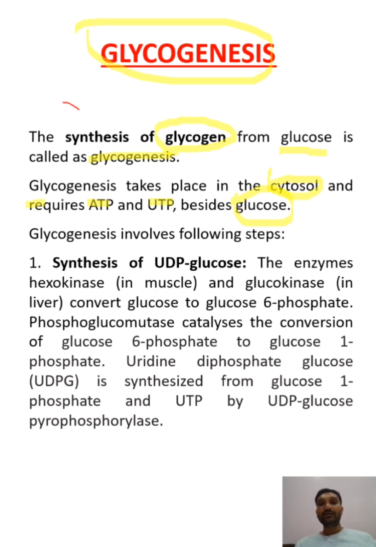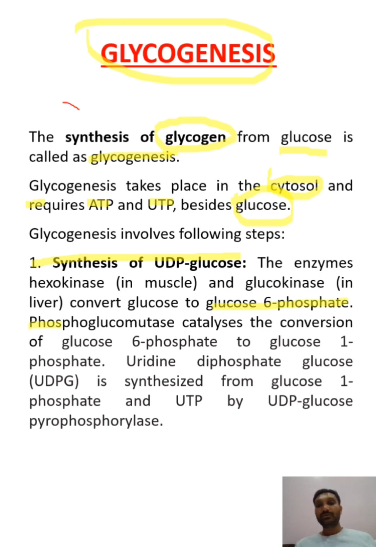So glycogenesis involves the following steps. The first step is synthesis of uridine diphosphate glucose. The enzyme hexokinase in muscle and glucokinase in liver convert glucose to glucose 6-phosphate. This is the first reaction of this process.